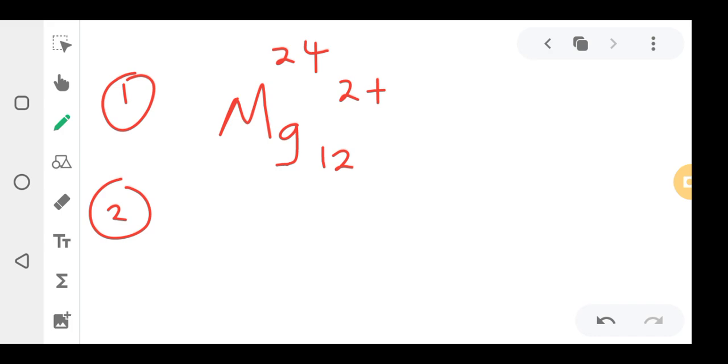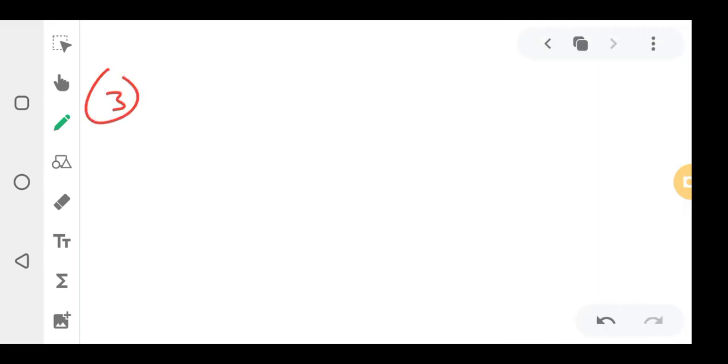2. After magnesium, we have calcium. Calcium is 20, 40, 2 plus. 40 is here, then 2 plus calcium. And then question 3, we have potassium, K, 39, 19, 1 plus.